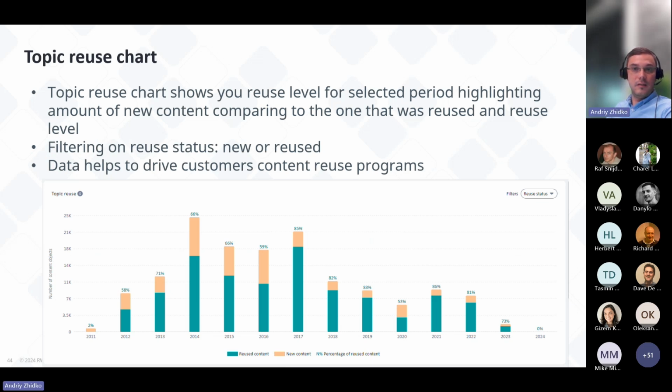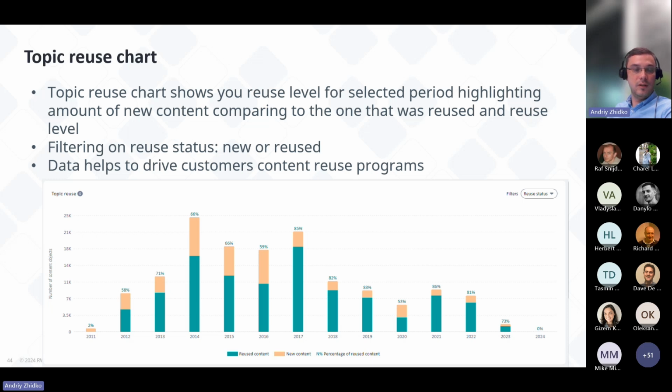So there are four. I wish we will have four. For now, it's 3 charts. So the first one on the top on the page is topic reuse chart. Shows you reuse level for selected period, highlighting amount of new content comparing to the one that was reused, and with the reuse level on top of the column.